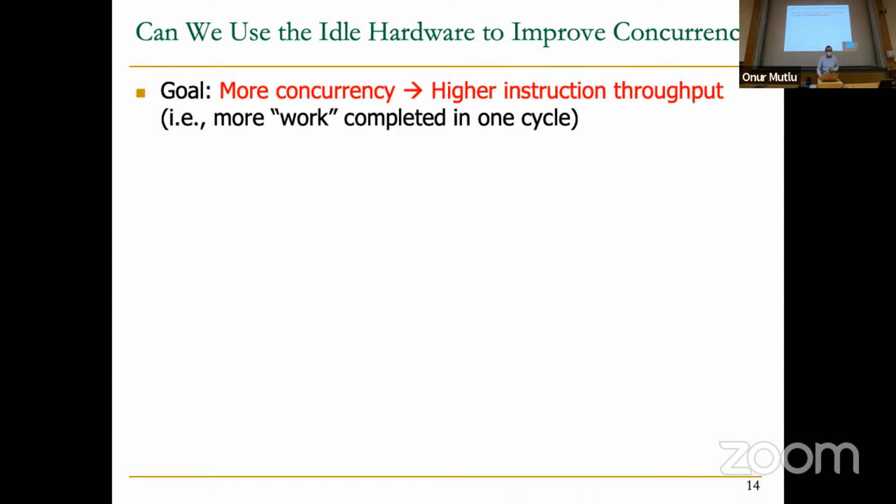So basically the key question we ask is, can we actually do better? We have all these idle hardware resources, can we use them and maybe add some more hardware to improve the concurrency? Because we want to improve performance, right? That's the idea right now. Basically, that's the goal. More concurrency will lead to higher performance. In other words, higher instruction throughput, higher number of instructions you process in a given cycle, or more work completed per cycle, right? That way you can finish the programs faster also potentially.